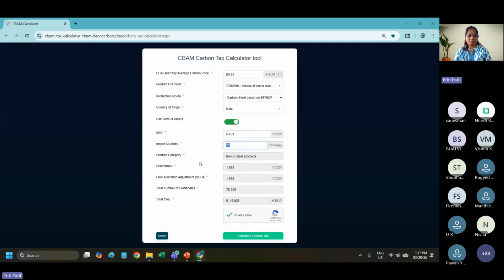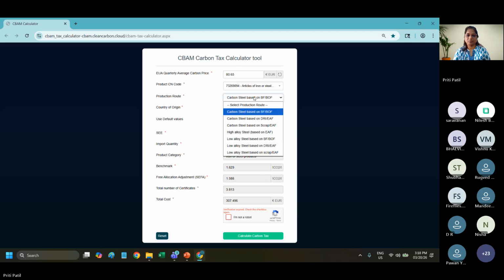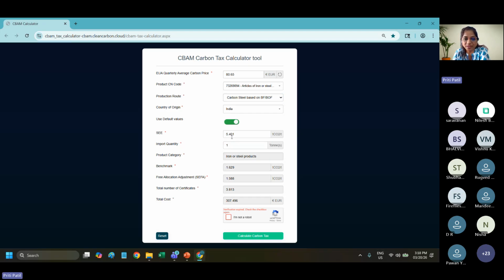So to understand it better, let's put the import quantity as 1 and click again. So now it gives us the per ton cost. For 1 ton, it will be 307.4 euros for this product. Now let's see how it changes with the production route. So here we can see the benchmark was 1.629 and the cost is 307.